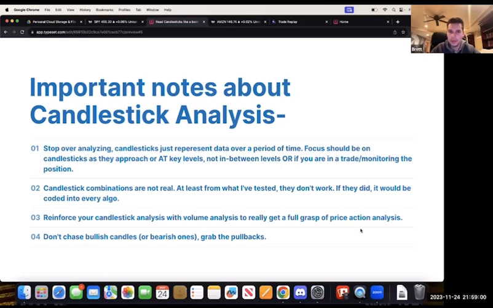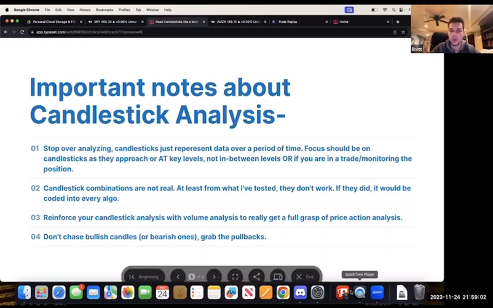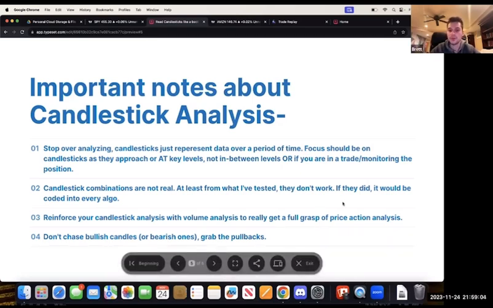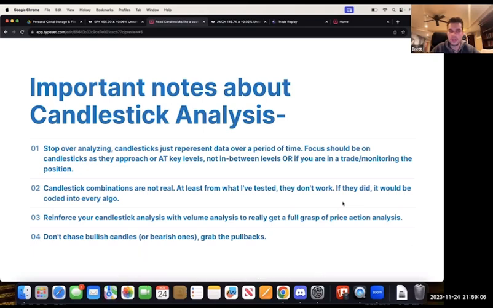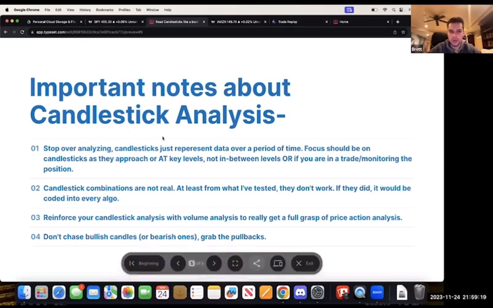It's not going to be that groundbreaking, but this is the more new stuff where I'm going to go over some interesting stuff, and then I'm going to go over some real analysis of charts. And I think that would be more beneficial for a lot of the pro traders. So it started off very basic, but now we're going to go into more advanced stuff. So important notes about candlestick analysis. The first thing, probably weird to say this, analysis isn't the word here, but we're saying stop overanalyzing.